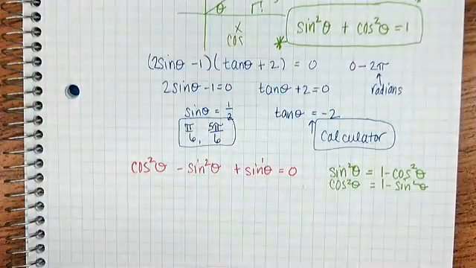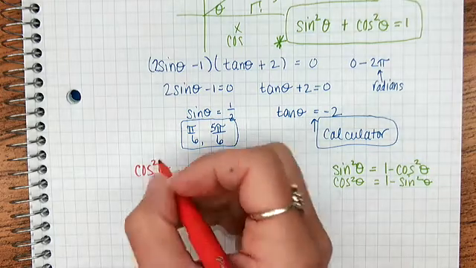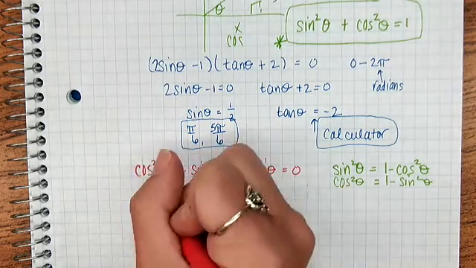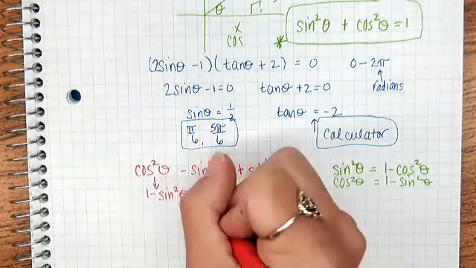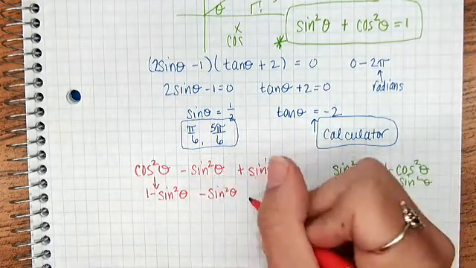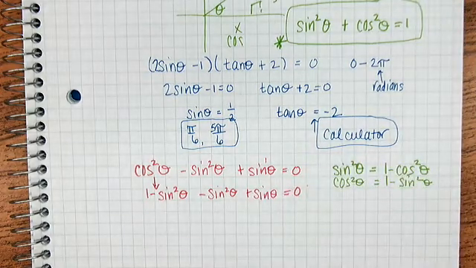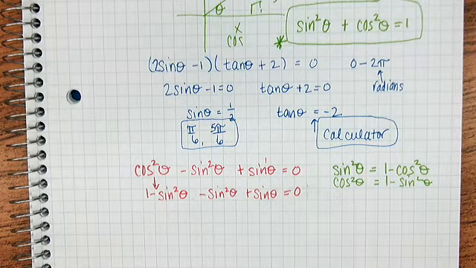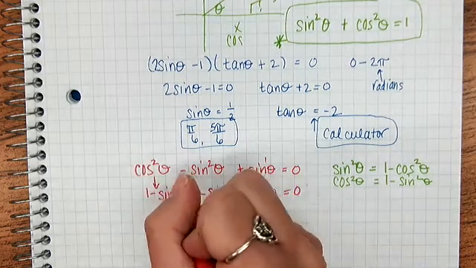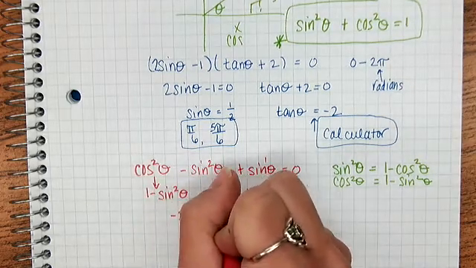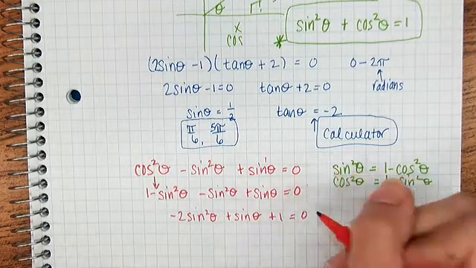Okay. So if I take out the cosine squared instead, and I write it as 1 minus sine squared, then minus sine squared plus sine theta equals 0. And now I can combine like terms, and I have all sines, and I can try and do some factoring. So let's combine like terms. Negative sine squared is negative 2 sine squared. I'm writing it in standard form. Plus sine plus 1 equals 0.